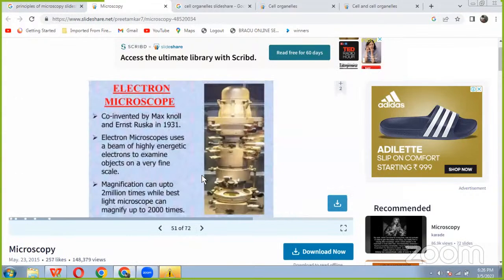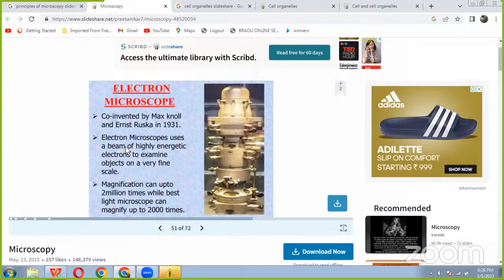Next one is the electron microscope. The electron microscope was developed by Knoll and Ruska, who co-invented it in 1931. Zernike, in 1934, developed the phase contrast microscope. The electron microscope uses highly energetic electrons to examine objects at a very fine scale.